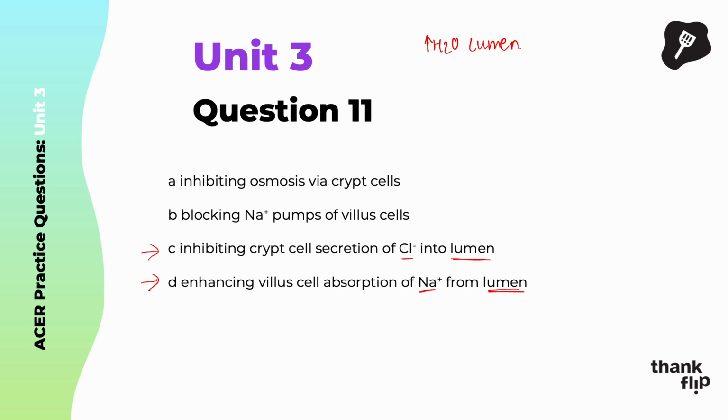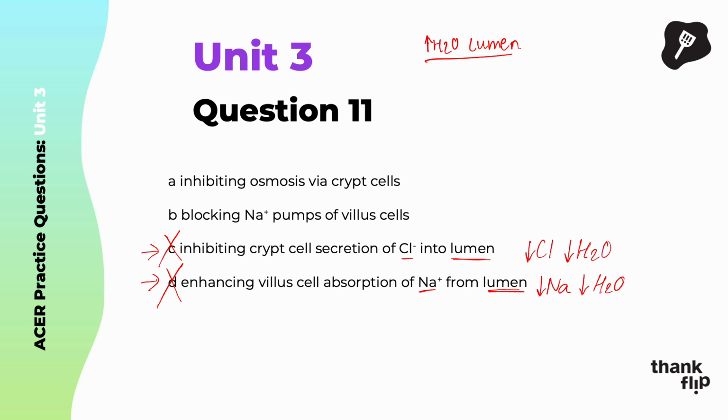So inhibiting crypt cell secretion of chloride into the lumen means less chloride in the lumen, which means there's going to be less water in the lumen, because water follows salt. Same thing here. It says enhancing villus cell absorption of sodium from the lumen. So you're getting rid of sodium from the lumen and putting it into villus cells, which means there's also going to be less water in the lumen. And for diarrhea, we know that it's going to need increased water in the lumen. So we can eliminate these 2 options. Okay? Now going on to options A and B.